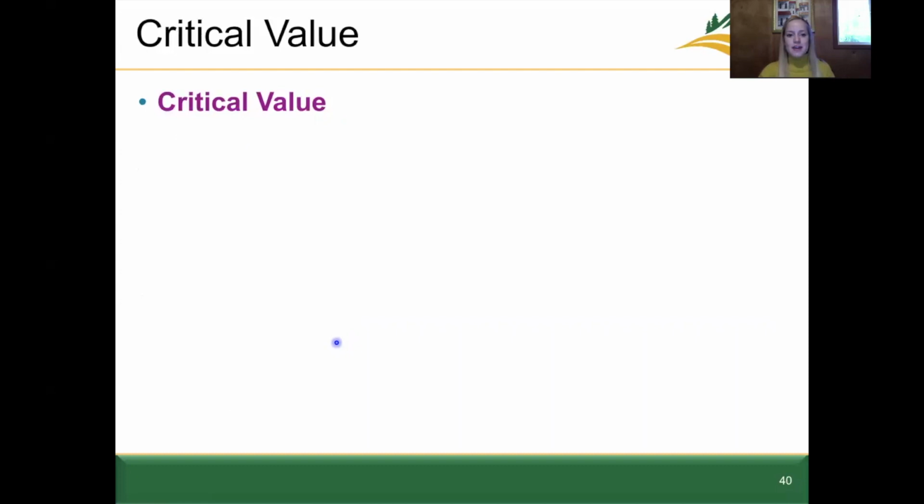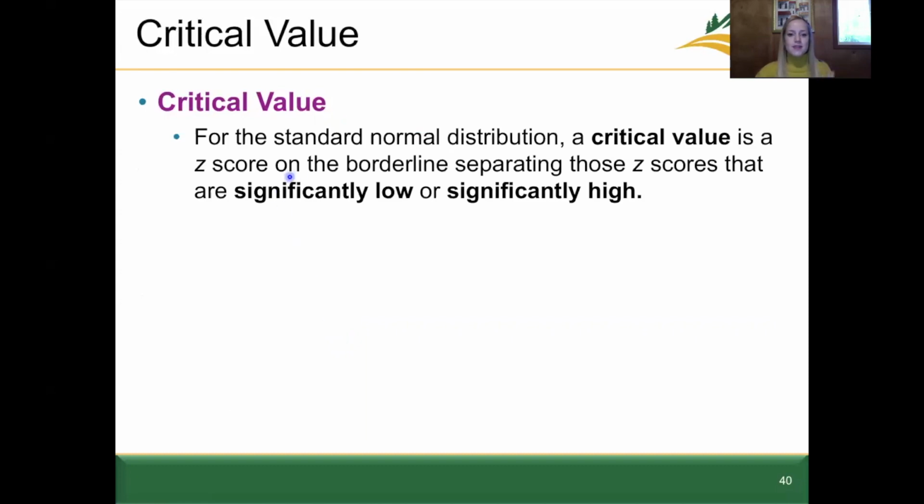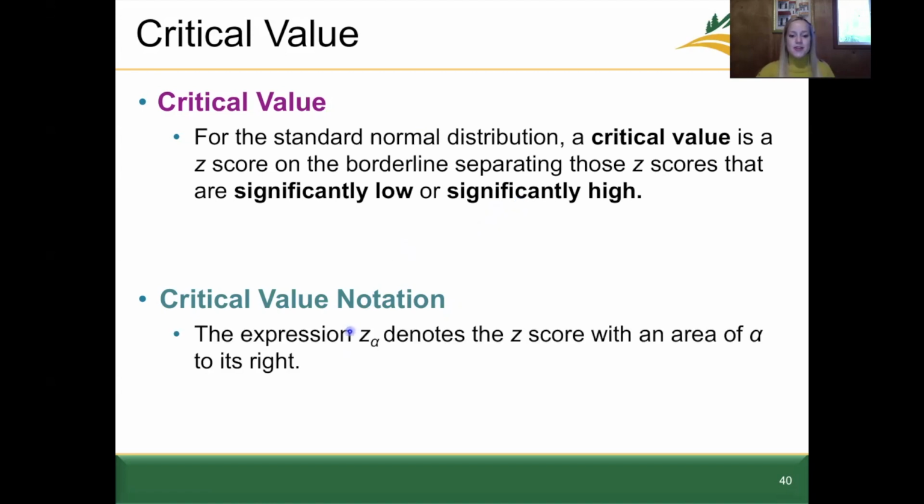For the standard normal distribution, a critical value is a z-score on the borderline separating those z-scores that are significantly low or significantly high. You know we wouldn't get through a section or a chapter without talking about significantly low or significantly high values. The notation for critical values is this expression z subscript alpha. It denotes the z-score with an area of alpha to its right.